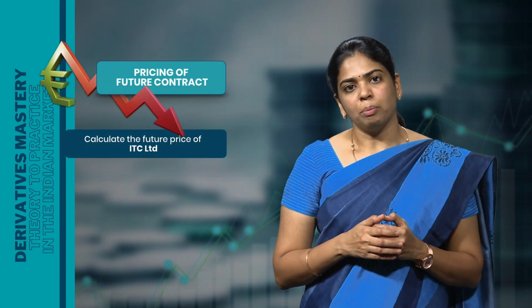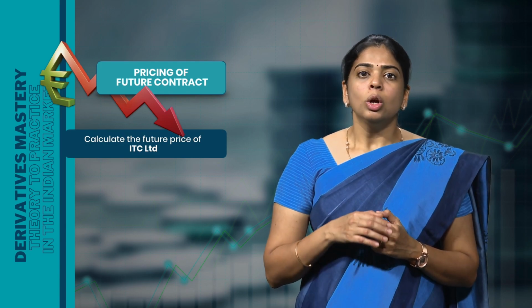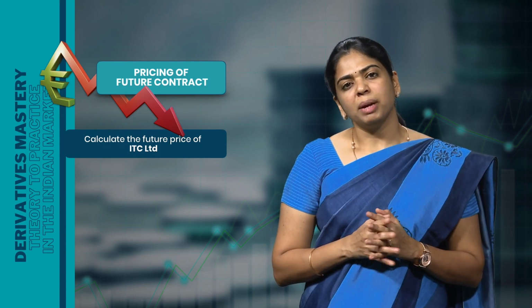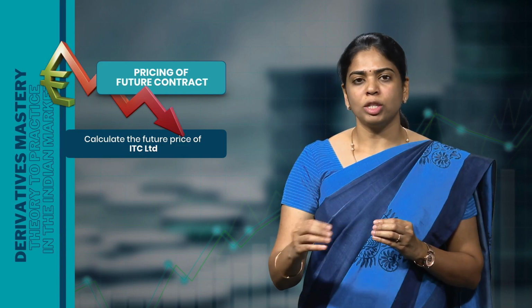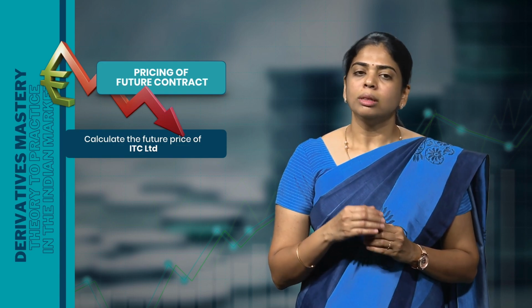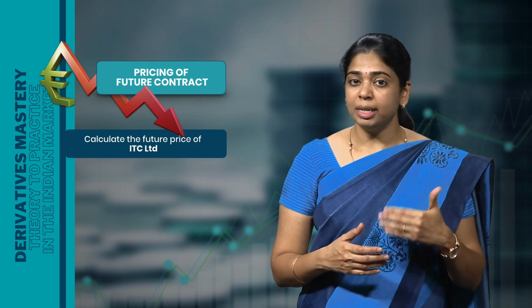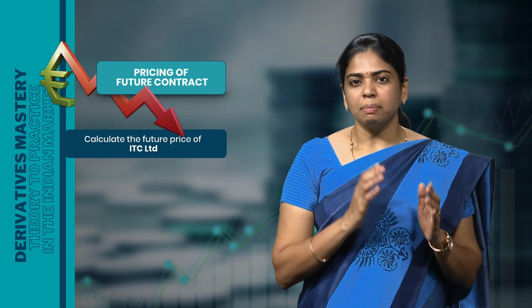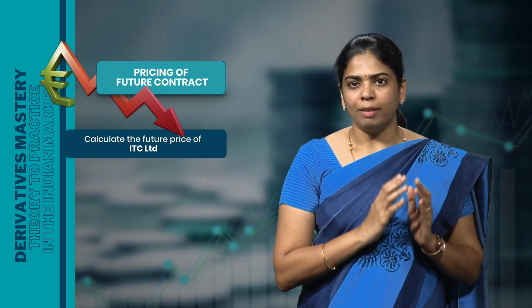Let's move on to another example with dividend income. When a company pays a dividend, it's basically handing out a part of its profits to the shareholders. Now, think of it this way. Before the dividend is paid, that money is a part of the company's total value.